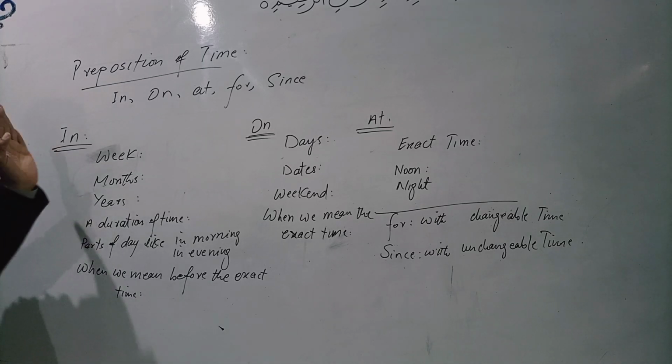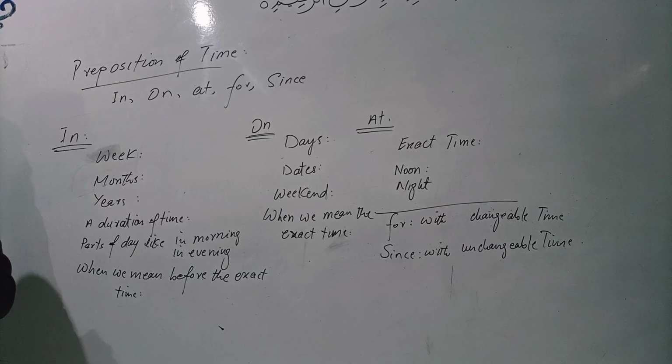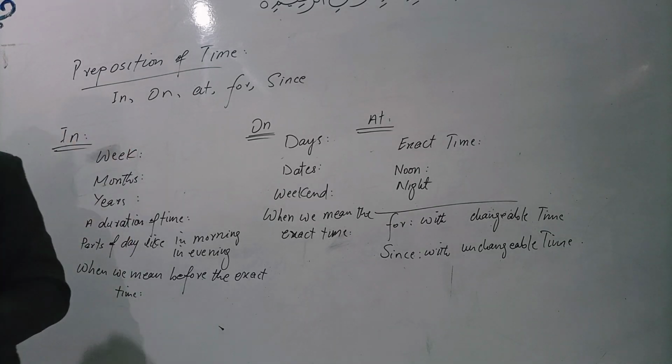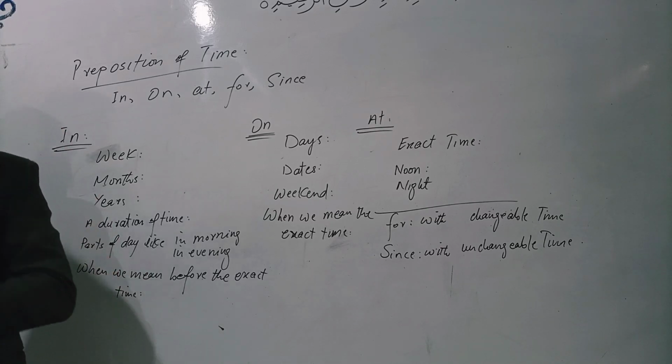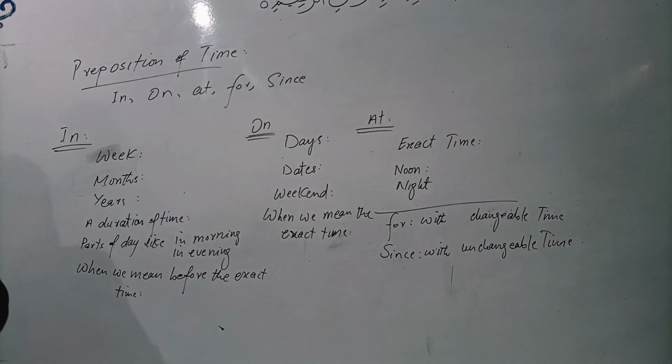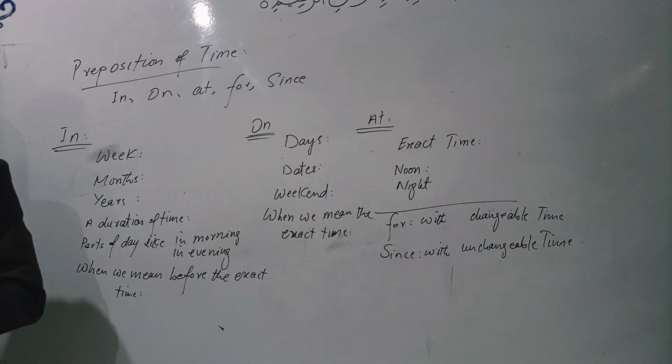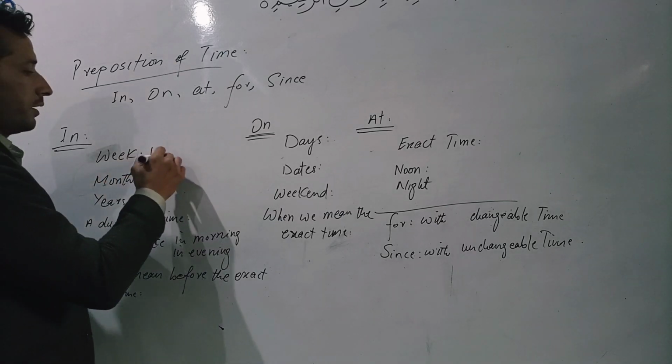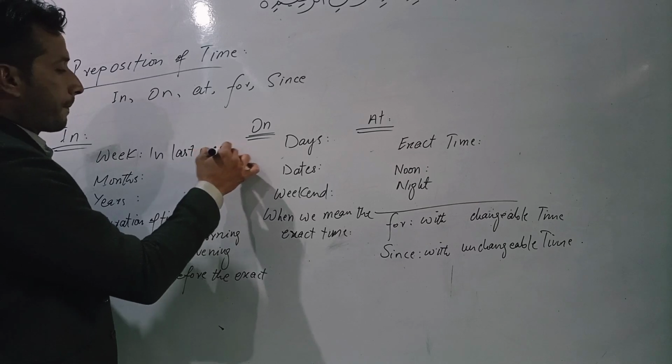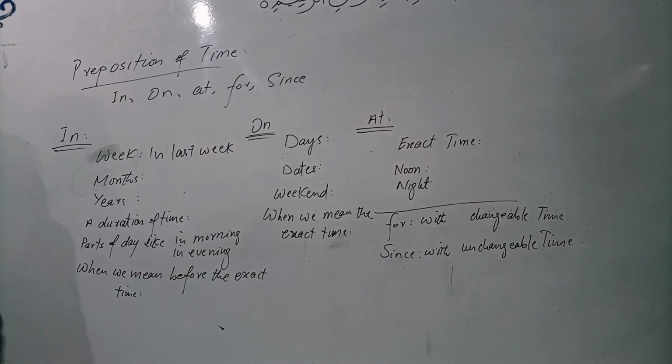So first, where do we use in, and for what kind of time? First of all, weeks. For example, I will complete parts of speech in 1 week, in 2 weeks, in 3 weeks, in the coming week, in the previous week. When we talk about a week, the previous week, the coming week, the first week, the second week of March, we use in. For example, in last week.